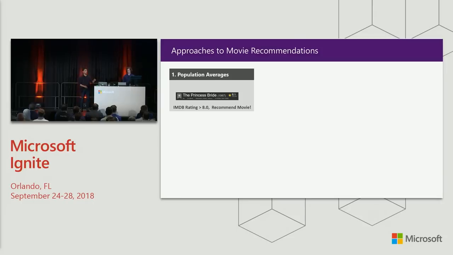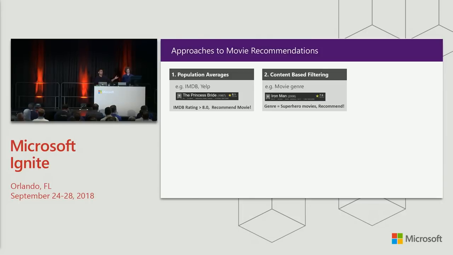Now, as you can imagine, this approach would work in a number of cases. The one drawback that this approach has is what happens if the user, for example, doesn't like romantic or fantasy movies like Princess Diaries, essentially. What happens then? Your approach here starts to fail.